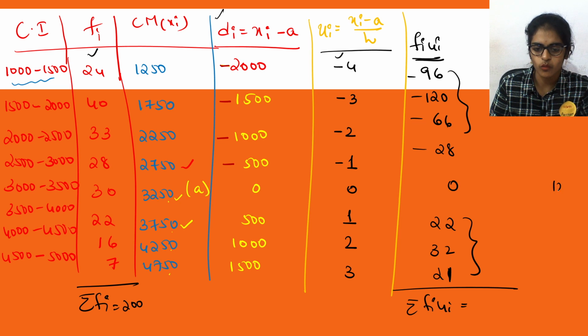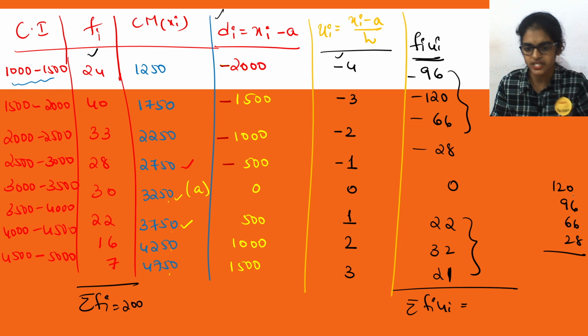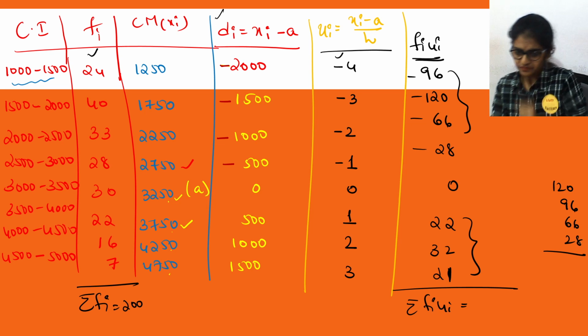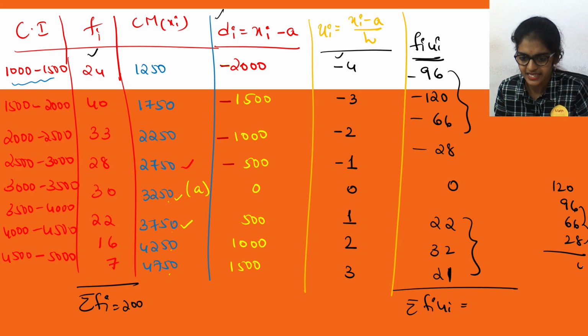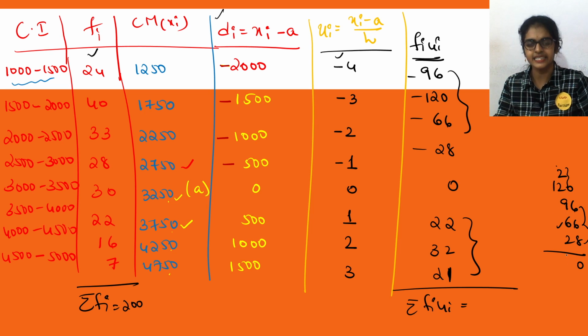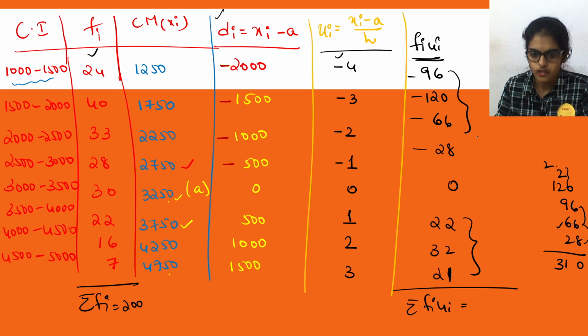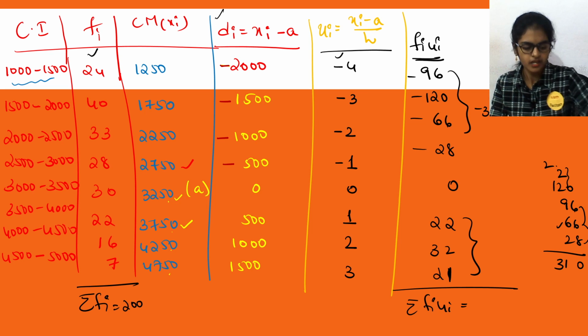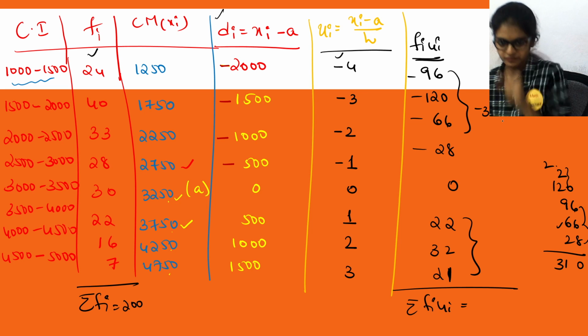So 120 plus 96 plus 66 plus 28, how much are we getting? So 14, 14 plus 6 is 20. So 6 plus 4 is 10, 10 plus 9, 19, 19 plus 2, 21. This is 3. So this is minus 310. Negative values are minus 310.